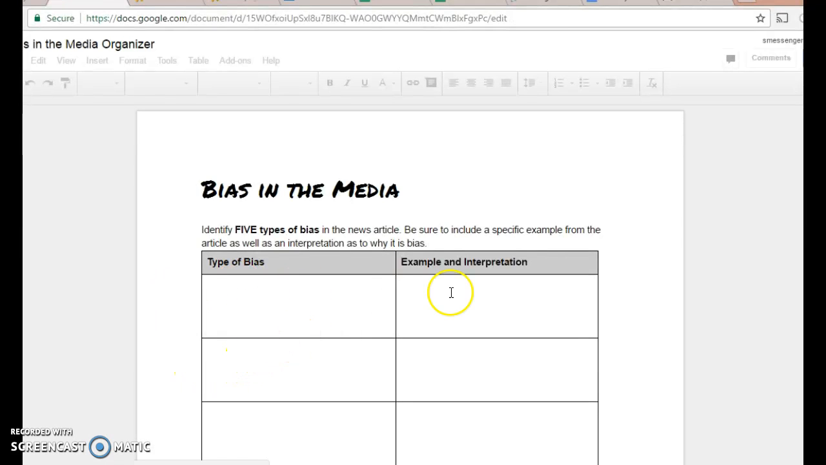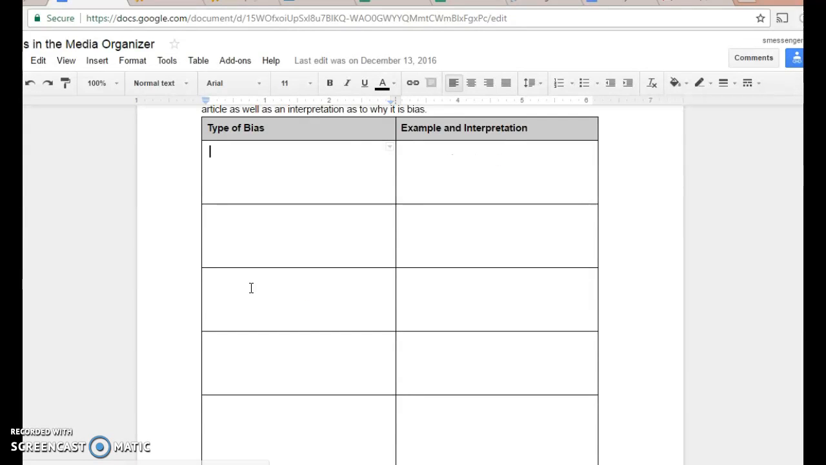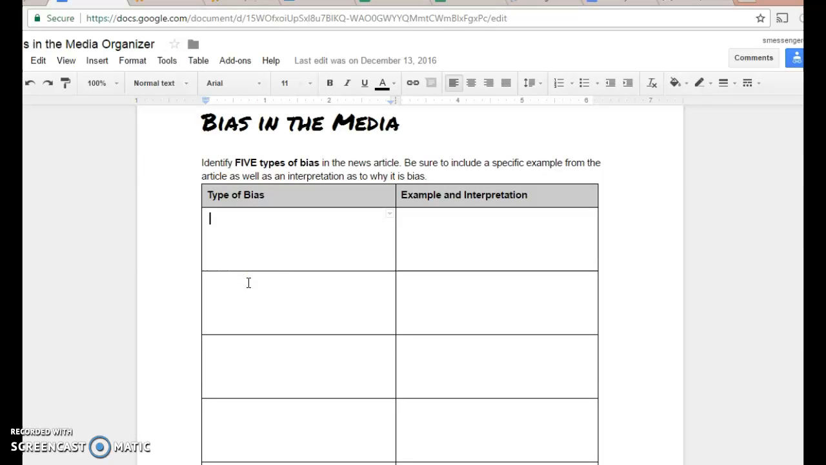As you can see, there are 2 sections. On this side, you are identifying one of the 5 different types of bias. You need 5 different types of bias. So don't use bias by statistics or bias by omission twice. You use 5 different types.